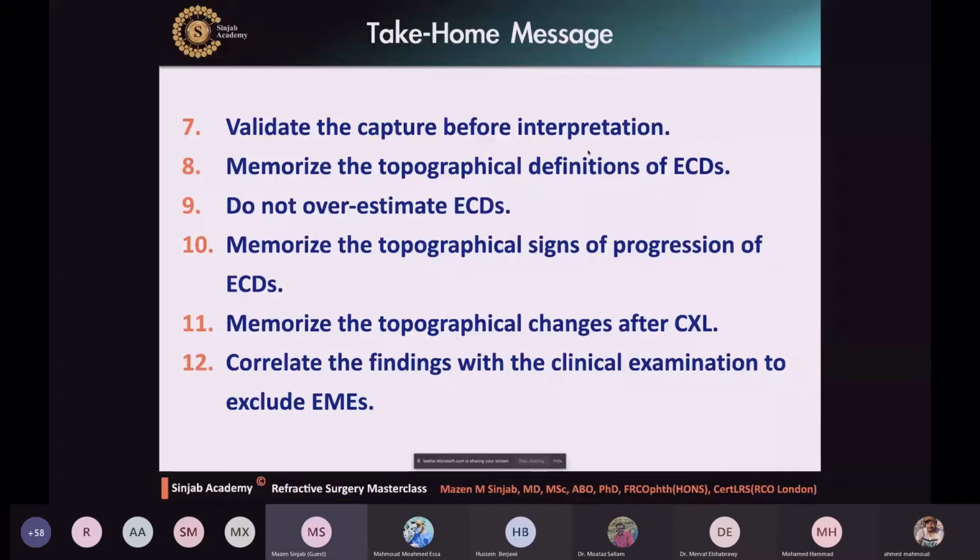Any high astigmatism in the patient may show high numbers on the elevation maps, and without the basic knowledge, the physician may think that this is keratoconus and may convince the patient to go for cross-linking. This is what I am seeing, unfortunately. Memorize the tomographical signs of progression of ectatic corneal diseases. Memorize the topographical changes after cross-linking. Correlate the findings with the clinical examination to exclude entities misdiagnosed as ectasia.